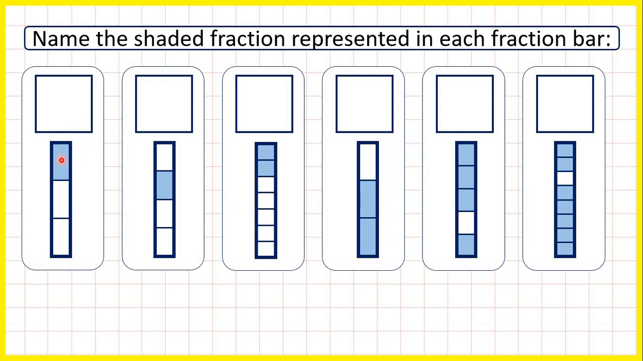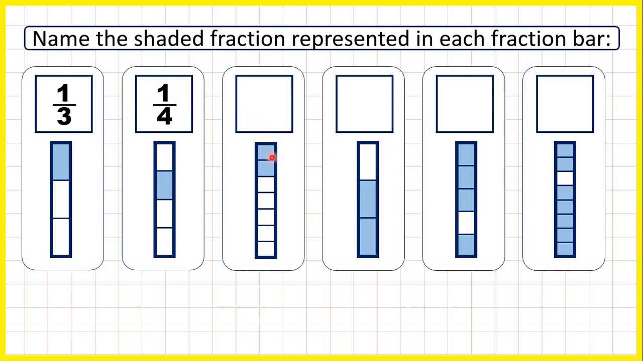In this fraction bar, there are 1, 2, 3 parts altogether, so 3 is our denominator and 1 is our numerator because one part is shaded. So what fraction does this fraction bar represent? Well, again, we only have one part shaded, so our numerator is 1, and we have 1, 2, 3, 4 parts altogether, so our denominator is 4, and we call this fraction 1/4.